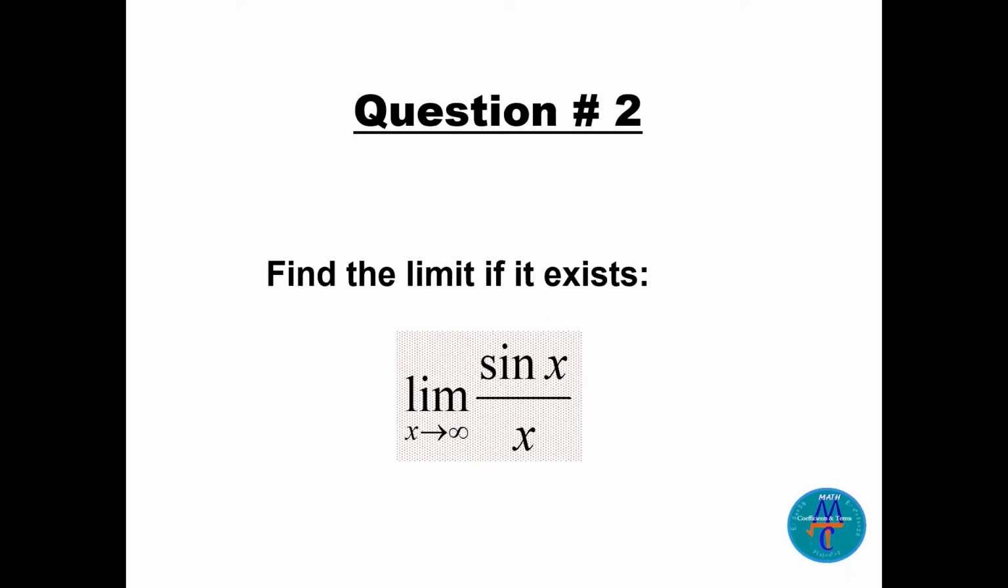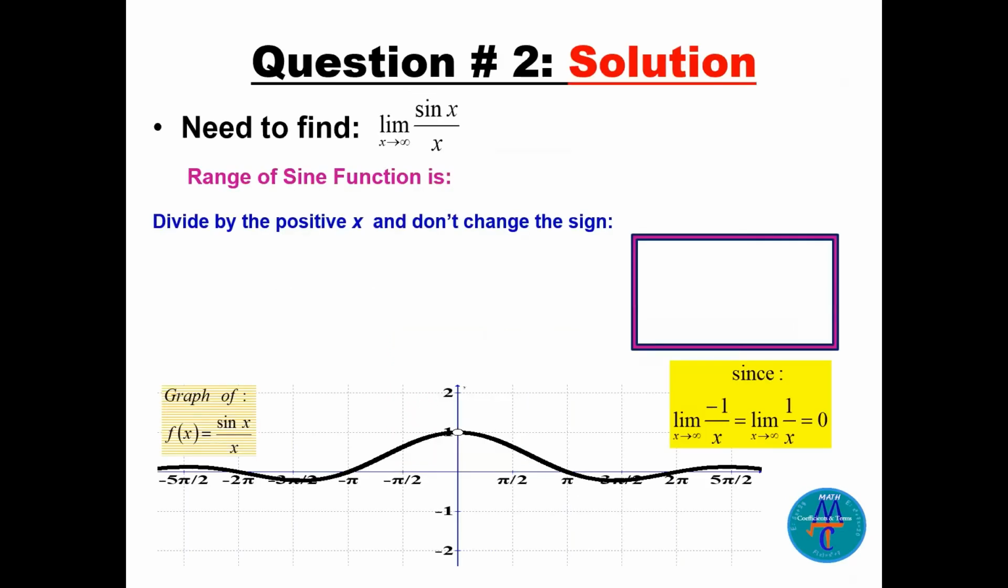Let's see another question here. Find the limit if it exists. Sine of x over x. We need the limit as x goes to infinity. So what do we do? We start with the range of the sine function. So sine of x is between -1 and 1.